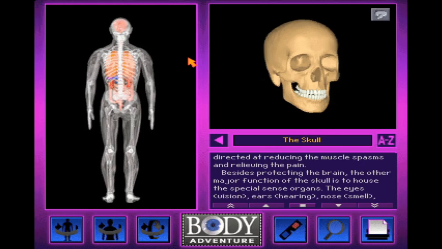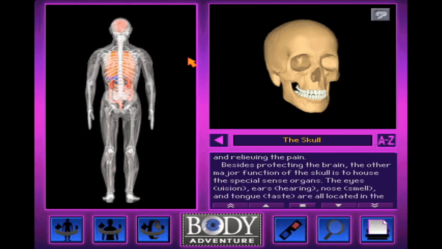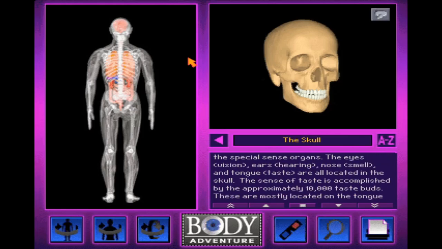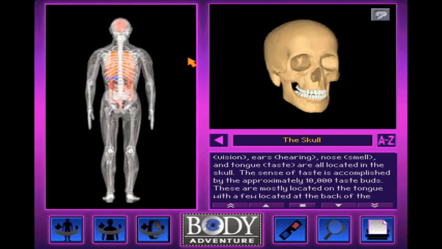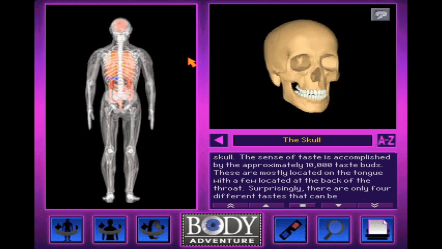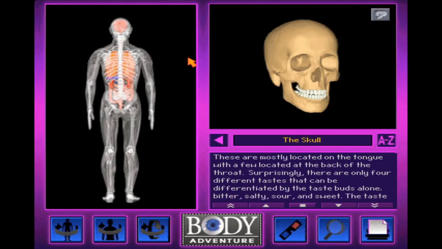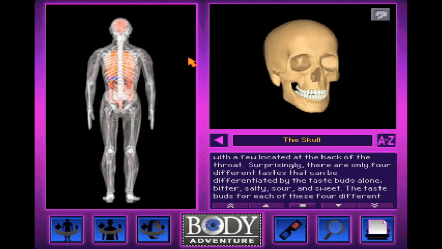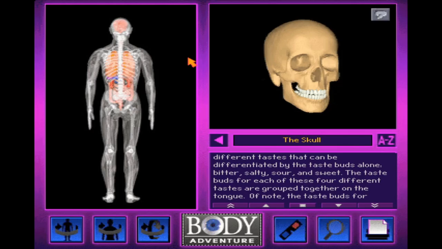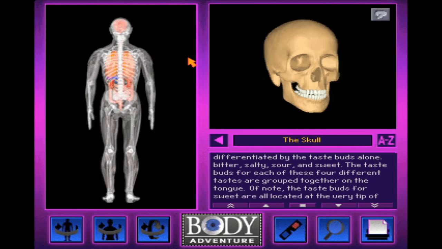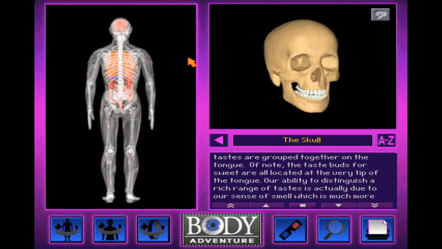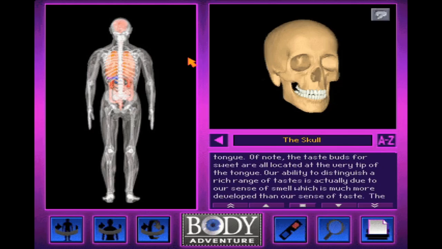Besides protecting the brain, the other major function of the skull is to house the special sense organs: the eyes, vision, ears, hearing, nose, smell, and tongue, taste, are all located in the skull. The sense of taste is accomplished by the approximately 10,000 taste buds. These are mostly located on the tongue, with a few located at the back of the throat. Surprisingly, there are only 4 different tastes that can be differentiated by the taste buds alone: bitter, salty, sour, and sweet. The taste buds for each of these 4 different tastes are grouped together on the tongue. Of note, the taste buds for sweet are all located at the very tip of the tongue.